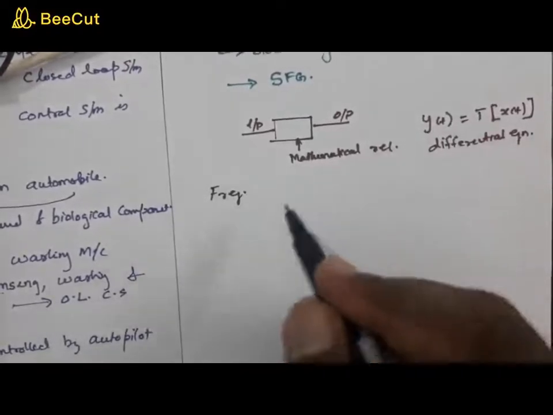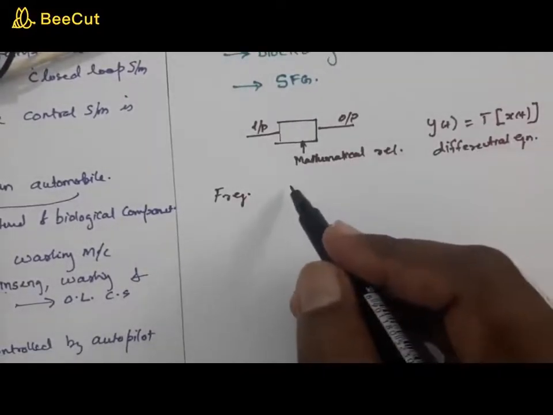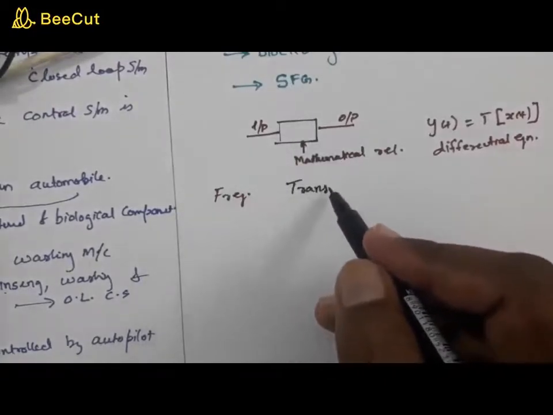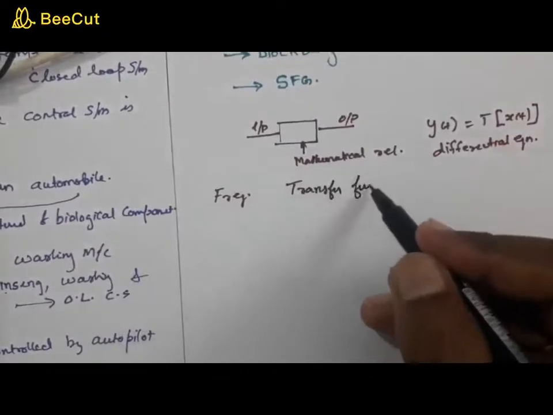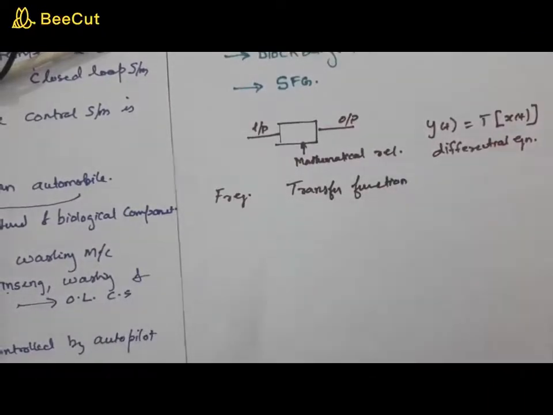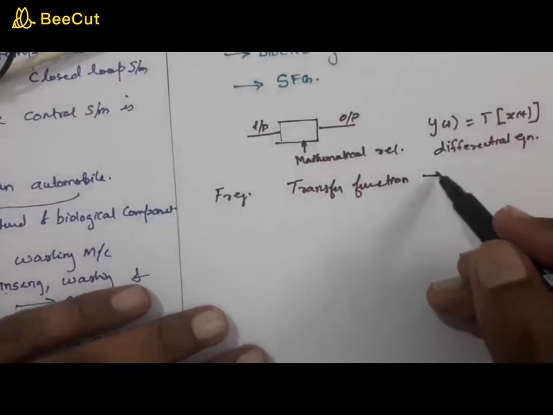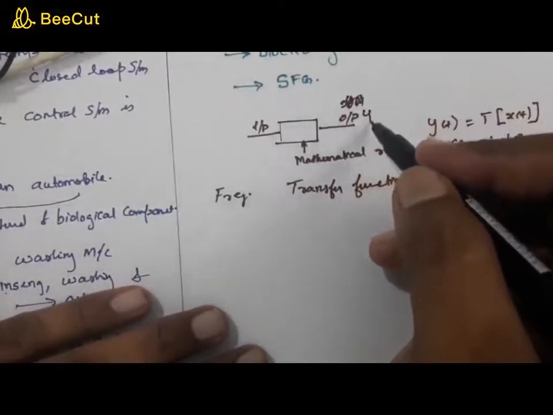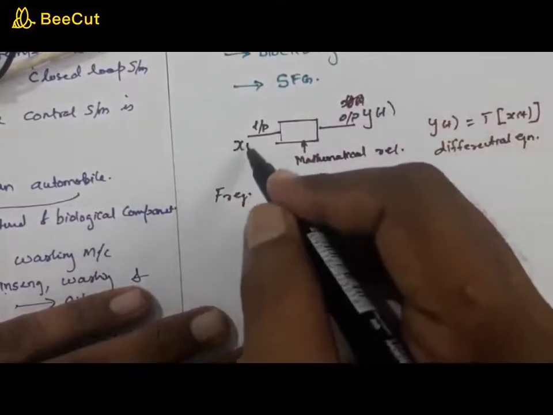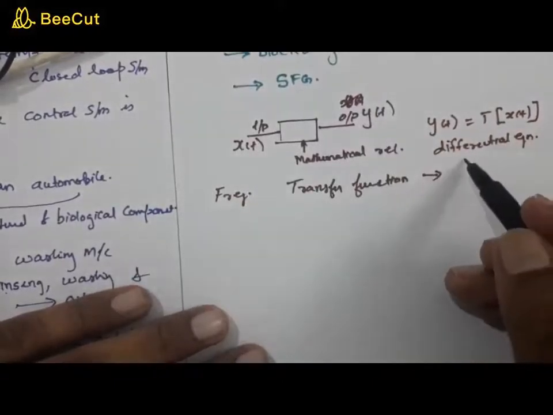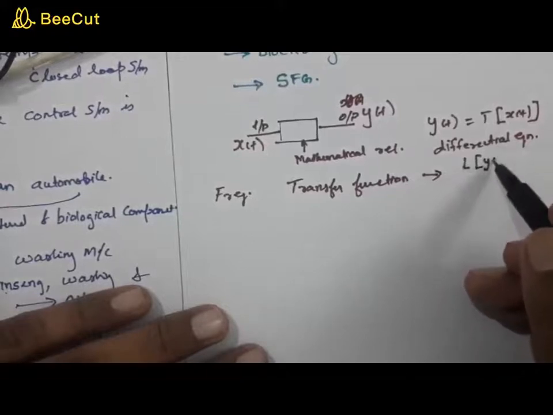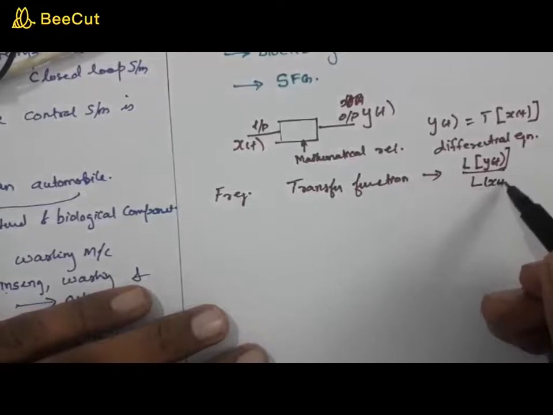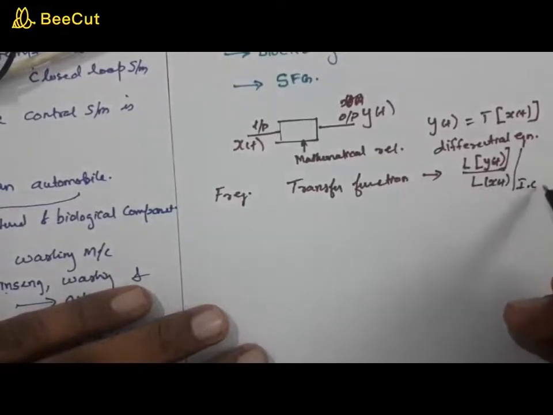So in the frequency domain model, you will be defining what is called a transfer function model. Okay, can you recollect what a transfer function model is? Yes, I have taught you. So for example, consider this output as y of t and this as x of t. What is the transfer function? Transfer function is the Laplace transform of y of t to the Laplace transform of x of t with the initial condition equal to 0.